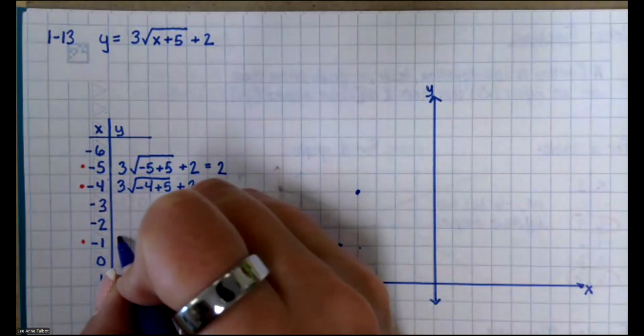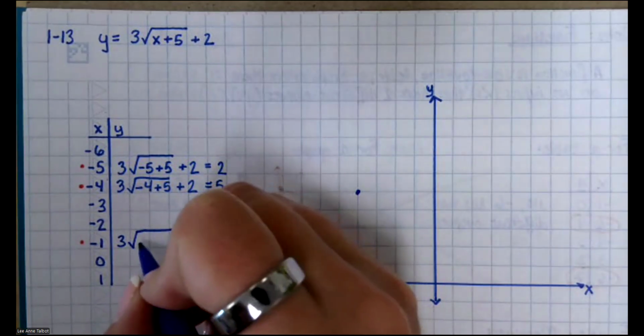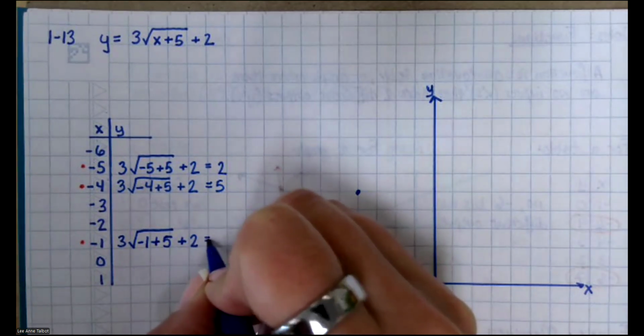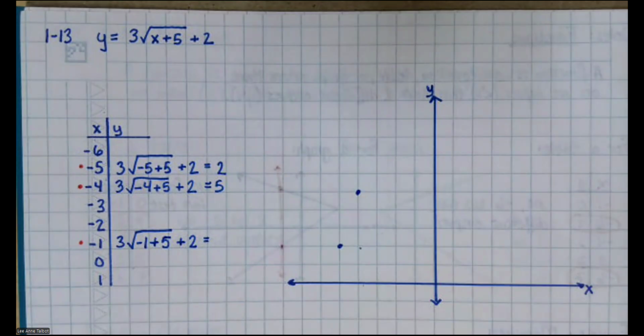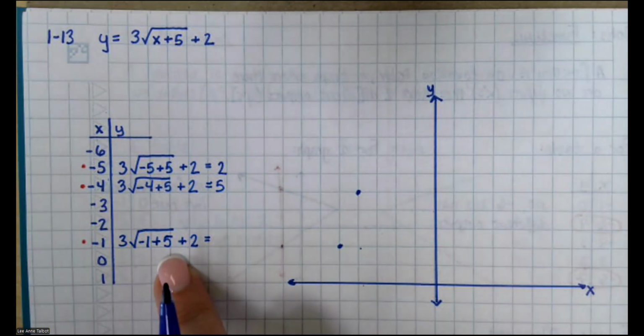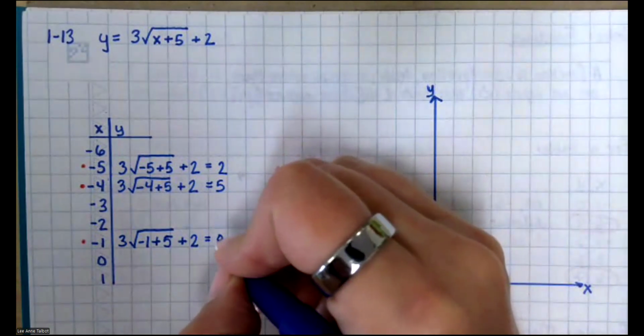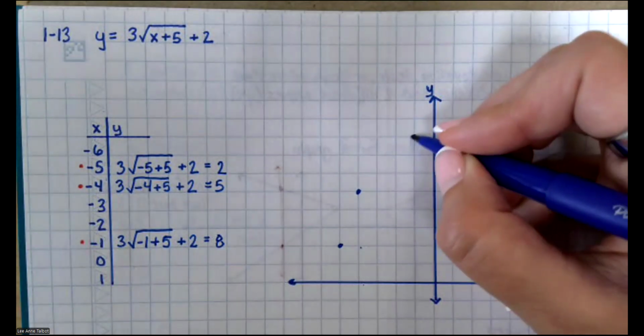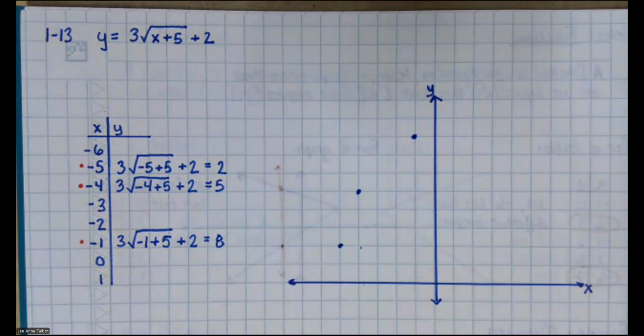Okay, now we're going to do -1, 3 times the square root of -1 plus 5 plus 2. Okay, what's -1 plus 5? 4, square root of 4, 2 times 3 plus 2, 8. So that's the coordinate -1, 8. And you can kind of see the shape of this thing. It's supposed to look like the warm-up that we did.